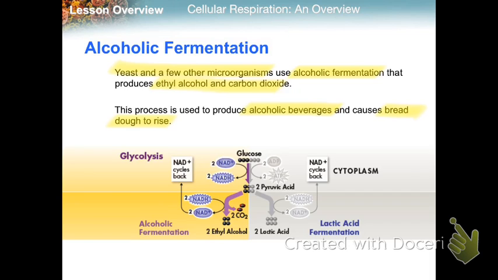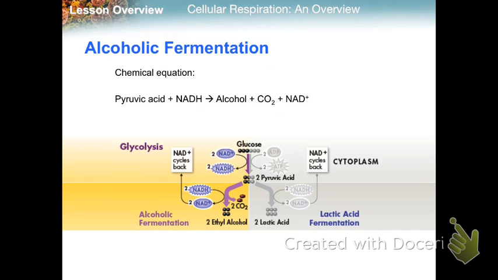Now, before you think that there's alcohol in bread, the bread is baked in the oven. The heat evaporates the alcohol off. So there's not alcohol in bread. Here's the chemical equation for alcoholic fermentation. So here we have our alcohol and our carbon dioxide. And again, this process allows glycolysis to just continue to cycle.